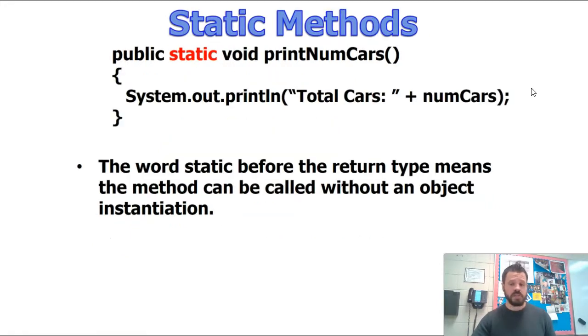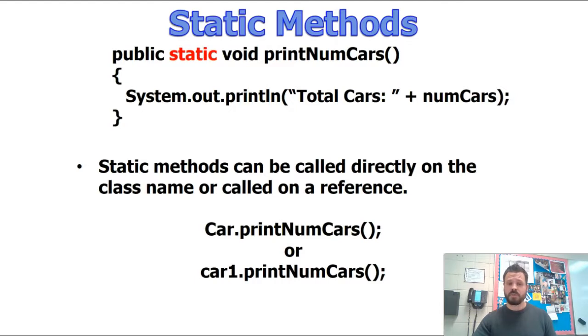All right, and our class also had a static method, so you can have static variables and static methods. The word static before the return type of the method means the method can be called without an object instantiation. So again, this is a method that can be called without an object. It's called on the class.